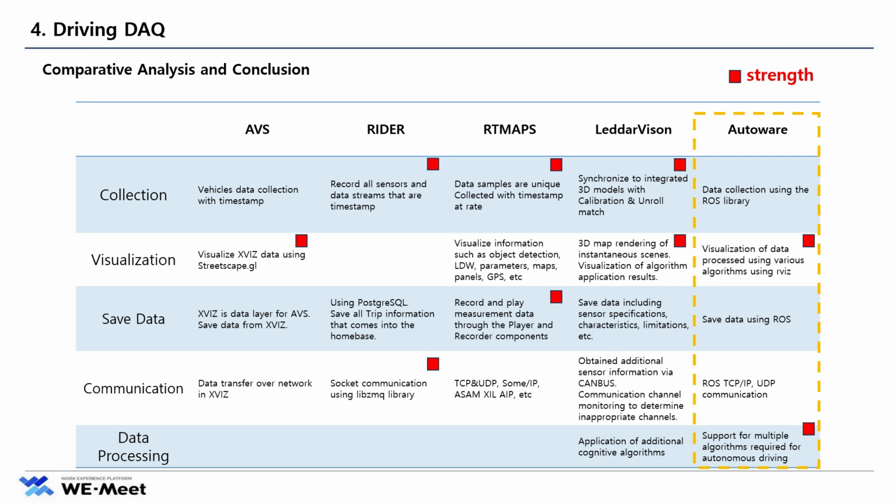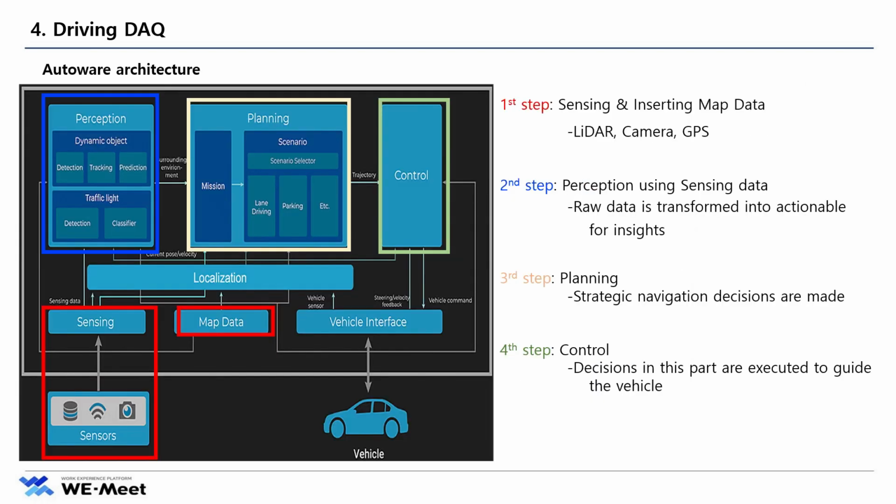We chose Autoware because it's open source and a platform that not only collects autonomous driving data, but also manages the overall autonomous driving process. Autoware's structure is composed of three main stages: sensing, planning, and control. Sensing involves collecting data via LiDAR, GPS, and cameras for obstacle detection, positioning, and recognition of road elements.